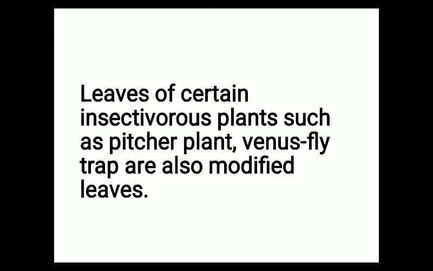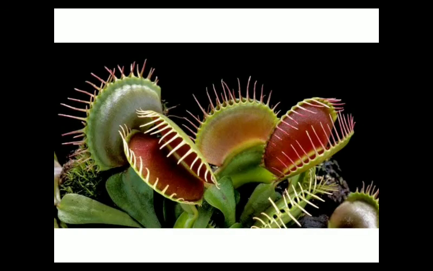Now leaves of certain insectivorous plants such as pitcher plant and Venus flytrap are also modified leaves. This is a diagram of the Venus flytrap, which is a type of insectivorous plant. In this case the leaves are modified to trap insects. So this is also a modification of leaves.